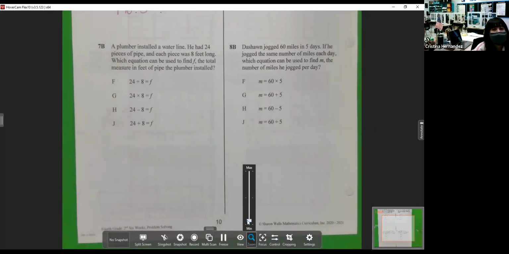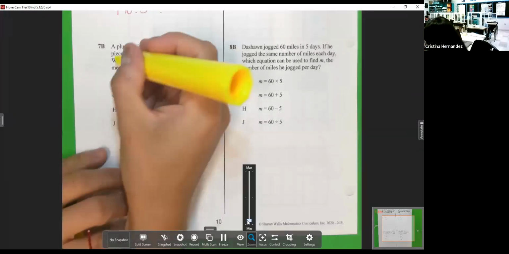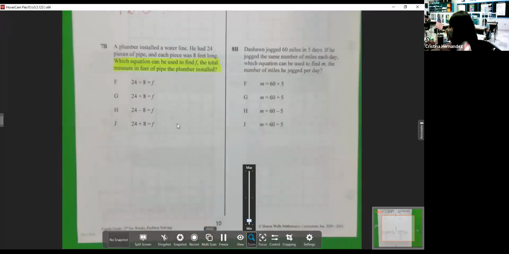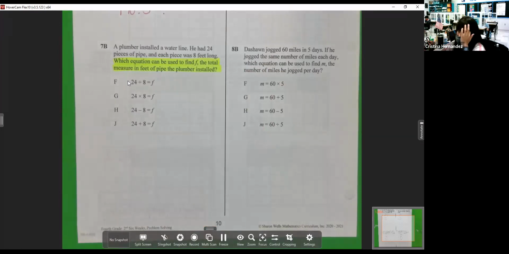Okay. I'm going to read it. A plumber installed a water line. He had 24 pieces of pipe and each was 8 feet long. Which equation can be used to find F, the total measure in feet of the pipe installed? Ooh. Some keywords in there. Somebody from home, what's a keyword in that? I heard one of y'all.